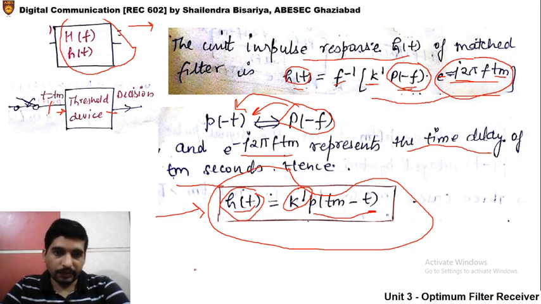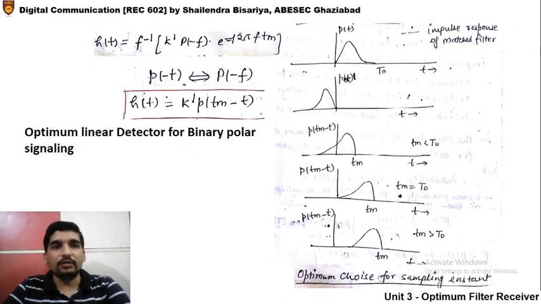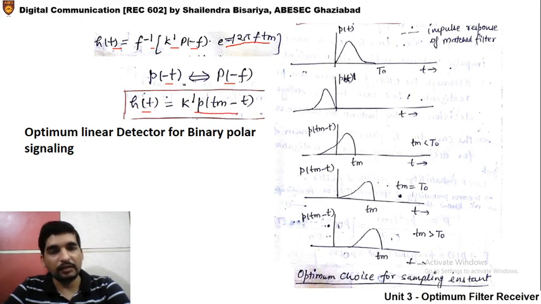Now let us proceed further. We have found h(t), but what should be the best sampling instant? How will we decide that? Repeating the point, H(f) is equal to K' P(-f) e to the power minus j 2 pi f Tm. Since P(-f) is the Fourier transform of p(-t), h(t) is equal to K' p(Tm minus t). Agree?